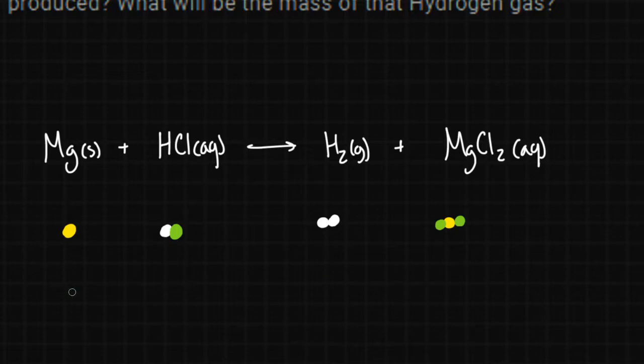So immediately we see this is not balanced. There's only 1 magnesium on both sides, and that's good, but here there's 2 hydrogens, and here there's 2 chlorines. So we need another hydrogen, another chlorine. That's pretty easy to fix. Here's another hydrogen. Here's another chlorine.